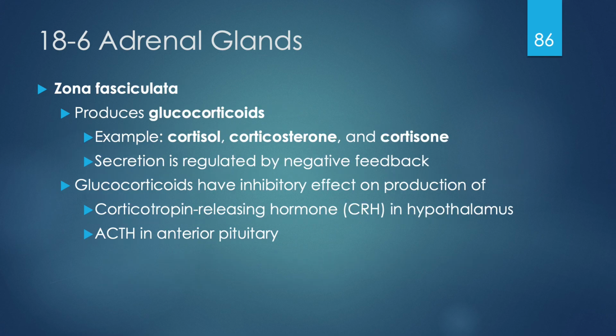The zona fasciculata is the central aspect of the adrenal cortex, and it's responsible for producing glucocorticoids such as cortisol, corticosterone, and cortisone. And you can imagine those are all important in stress responses. The secretion of these products is regulated by a negative feedback cycle. These glucocorticoids will inhibit the production of corticotropin-releasing hormone in the hypothalamus, and also adrenocorticotropic hormone in the anterior pituitary gland, also known as the adenohypophysis.